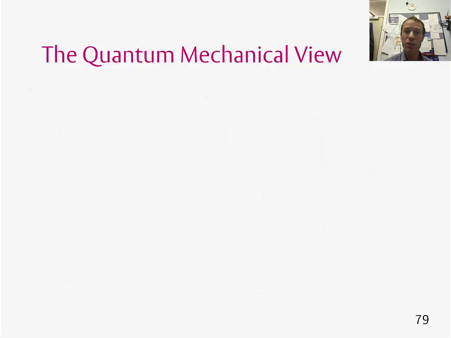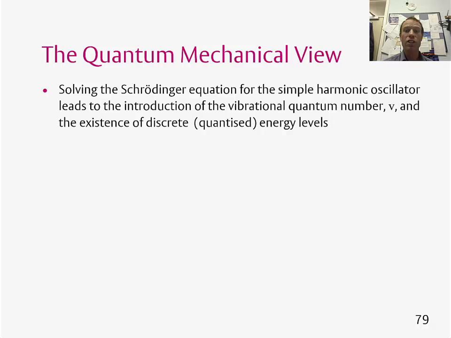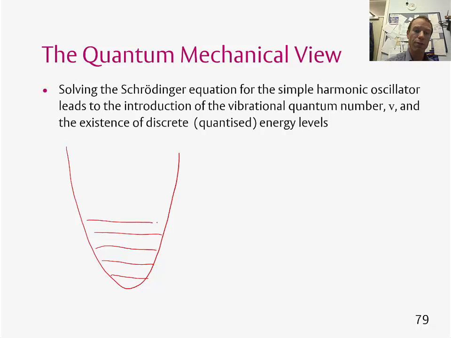Of course, to understand what's going on, we need to go to quantum mechanics. We can solve the Schrödinger equation for a simple harmonic oscillator, and this leads to the introduction of a vibrational quantum number, v, and the existence of discrete energy levels. If we have our harmonic potential, it looks something like this. We'll now get energy levels with different v. This is v equals 0, this is v equals 1, v equals 2, v equals 3, v equals 4, and so on.